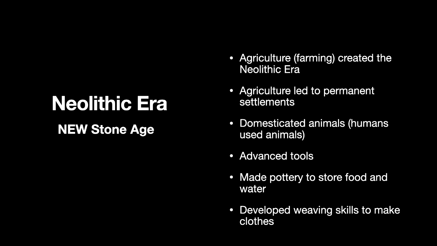So agriculture, it led to permanent settlements. Domestication, a big vocabulary word. They domesticated animals so they could use them to make fit for human use. Everything's advanced, including their tools, pottery to store the food, weaving skills to make clothes.